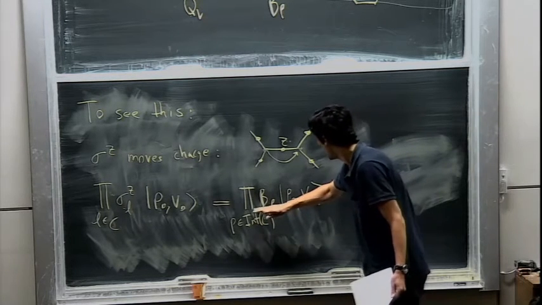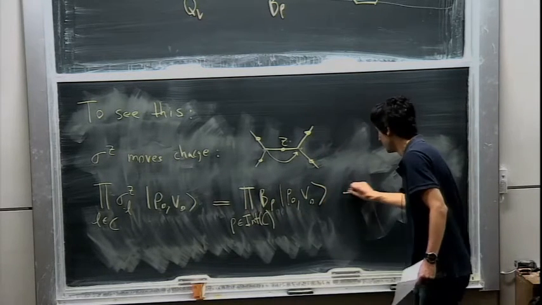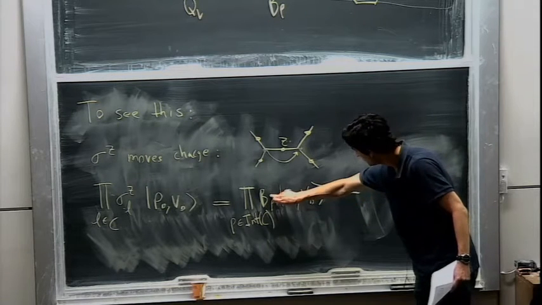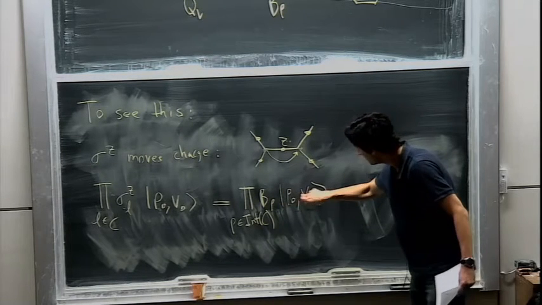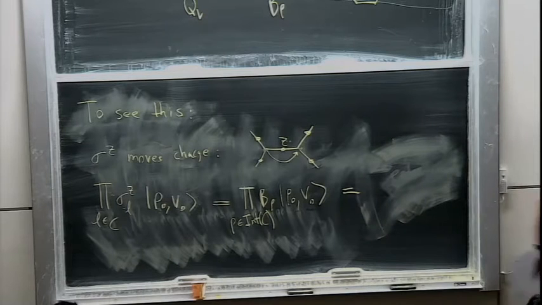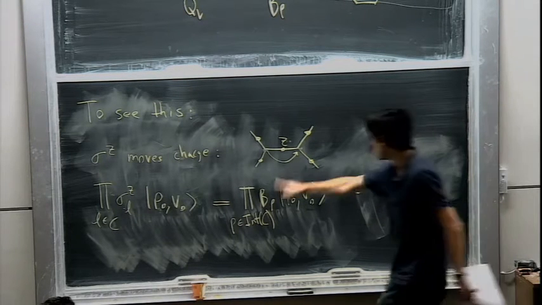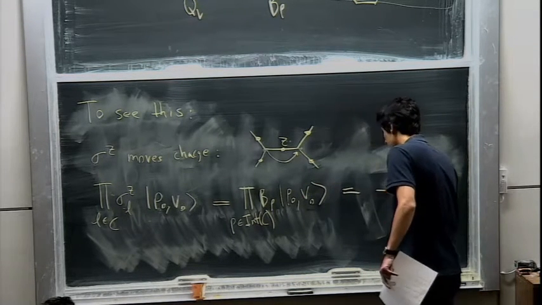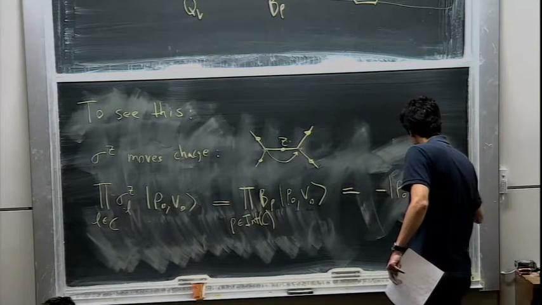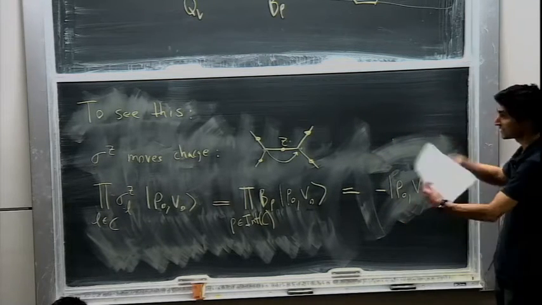And then what about when I act this on this? Well, this has every one of these BPs. If I act on this, it gives me +1, except for one of them, which is BP0. It's an eigenvector of that with eigenvalue -1. So this has a bunch of +1s and one -1. So I end up with minus P0 V0. Okay, so we got this minus sign.